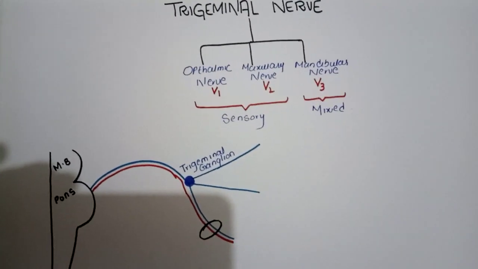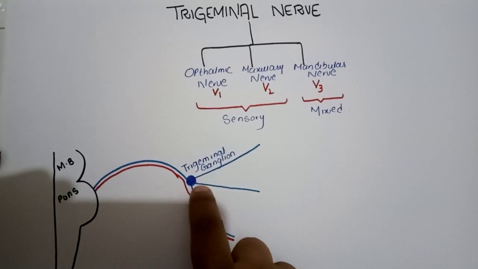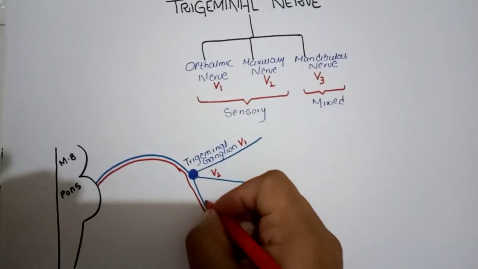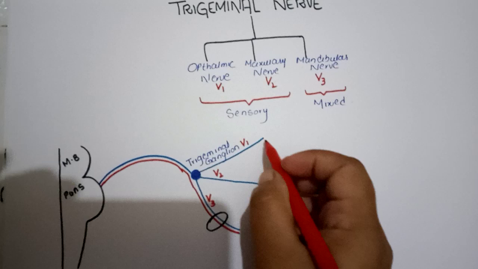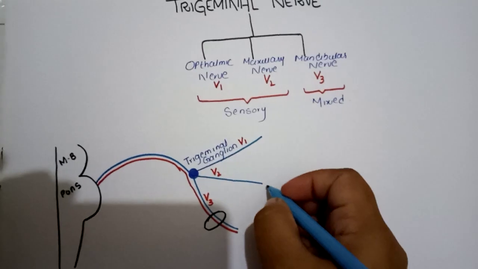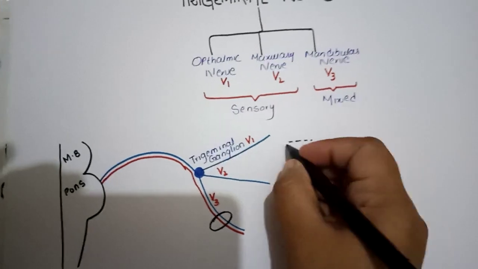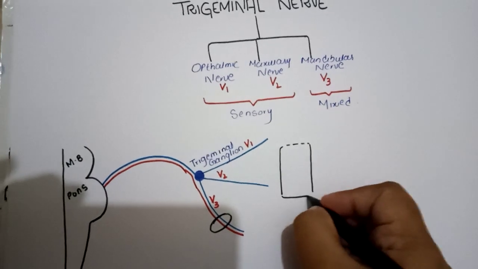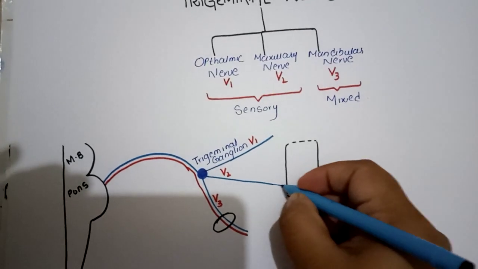In this video I will tell about the course and the distribution of the maxillary division of the trigeminal nerve, as I have explained the ophthalmic division of the trigeminal nerve in my previous video. As the maxillary nerve moves forward, it enters the middle cranial fossa, and within the middle cranial fossa is the cavernous sinus, and the maxillary nerve will enter the lateral wall of the cavernous sinus.